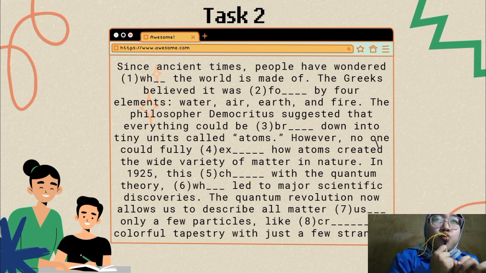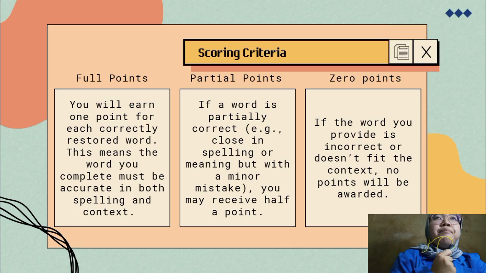In 1925, this blank with the quantum theory blank led to major scientific discoveries. The quantum revolution now allows us to describe all matter blank only a few particles, like blank, a colorful tapestry with just a few strands.